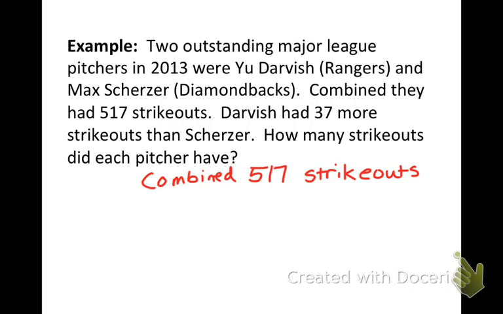Okay. Who should be the X? Darvish or Scherzer? Why? You're correct. Yeah, Darvish had 37 more. So think about making the variable term the smaller number. Since Darvish had 37 more, we're going to make Scherzer become the X. So X is going to equal Scherzer's strikeouts.